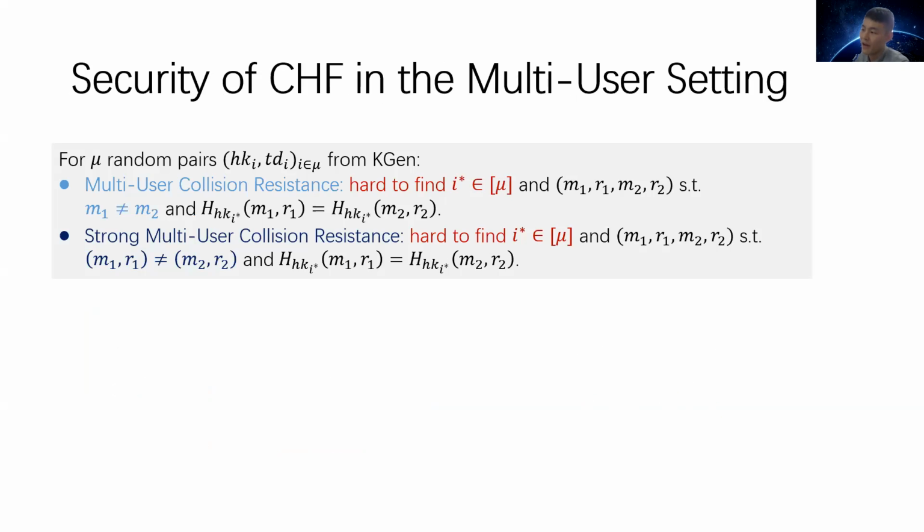In this paper, we define multi-user collision resistance of Chameleon hash functions. That is, given mu random key pairs (HKi, TDi) generated from the key generation algorithm, it's hard to find i star and (M1, R1), (M2, R2) such that (M1, R1) collides with (M2, R2) under HK i star. Here we require M1 is not equal to M2. Similarly, we can define strong multi-user collision resistance, where the adversary needs to find a collision of two different pairs, (M1, R1) and (M2, R2).